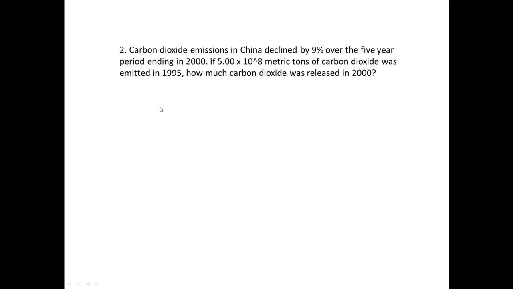All right, so let's write down what's given. 5.00 times 10 to the 8th metric tons, we'll just say MT here, of carbon dioxide. And that's what was in 1995, so let's put a little 1995 here. And we know that in 2000 we have 9% less.